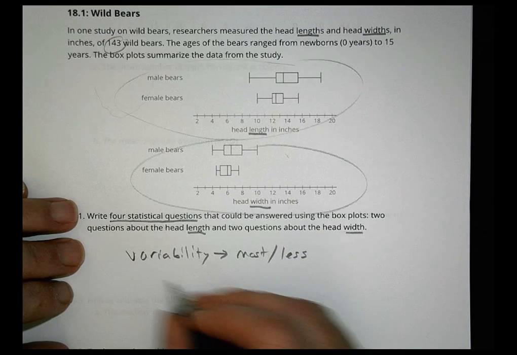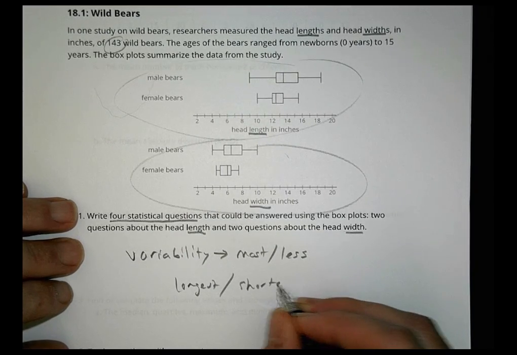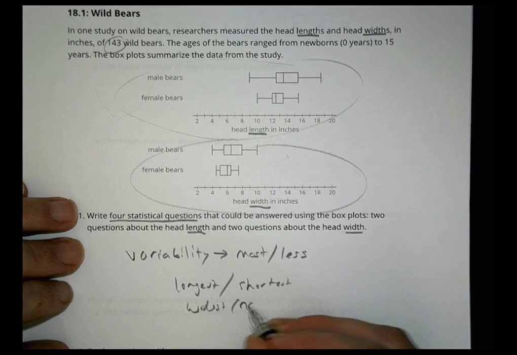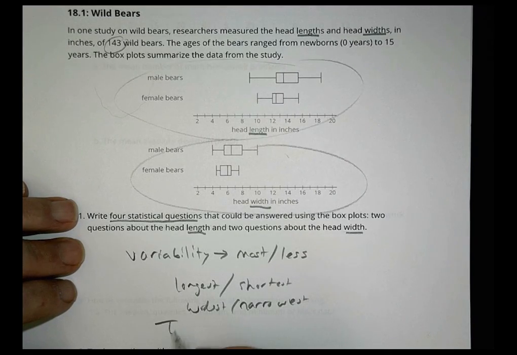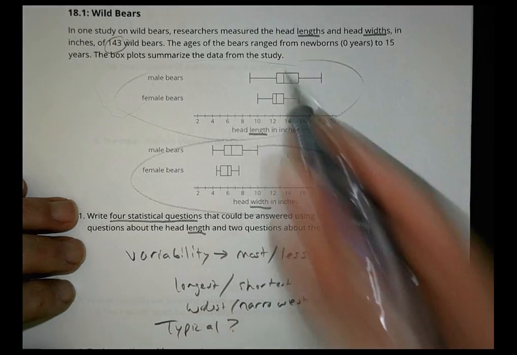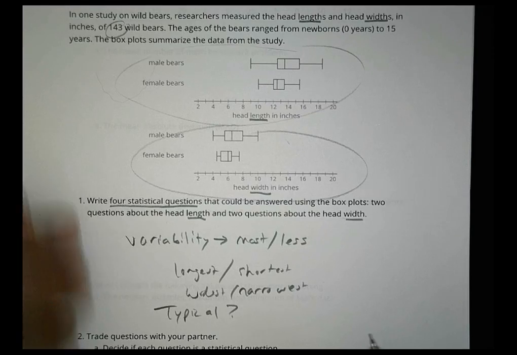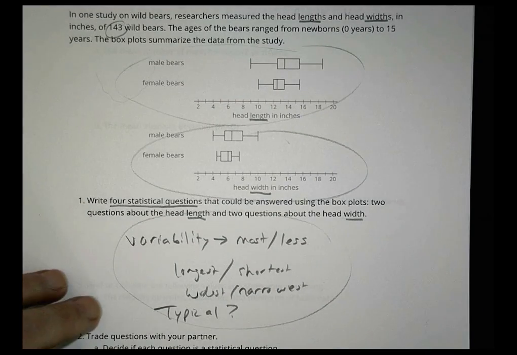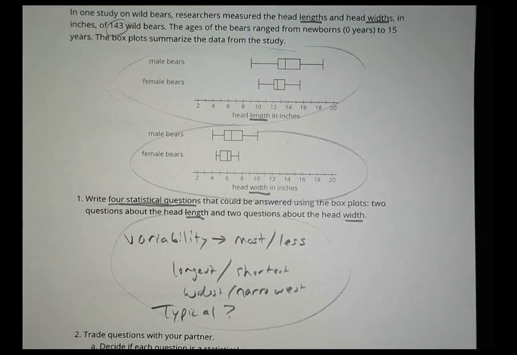You could talk about the longest. You can ask questions about the shortest. You can ask questions about the widest or the narrowest. Those are all things that you could ask. You can also ask questions about what is typical. What is a typical length of a male bear head? What is a typical width of a female bear head? Those are questions you could come up with based upon that data that are statistical questions. Okay? But I'll let you do those ones.